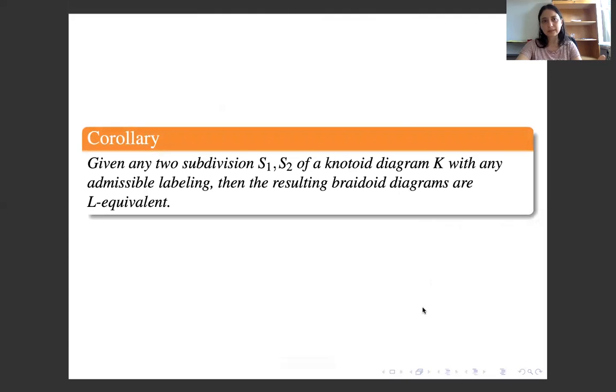And from these two lemmas, we can deduce that if we are given any two subdivisions on a fixed knotoid diagram with any admissible labeling that also satisfies the second triangle condition, then the resulting braidoid diagrams are L equivalent.